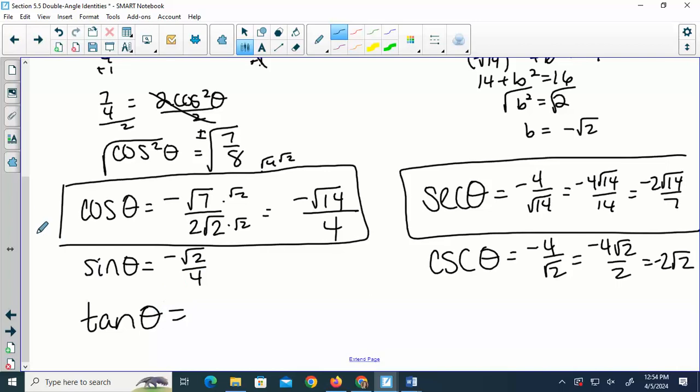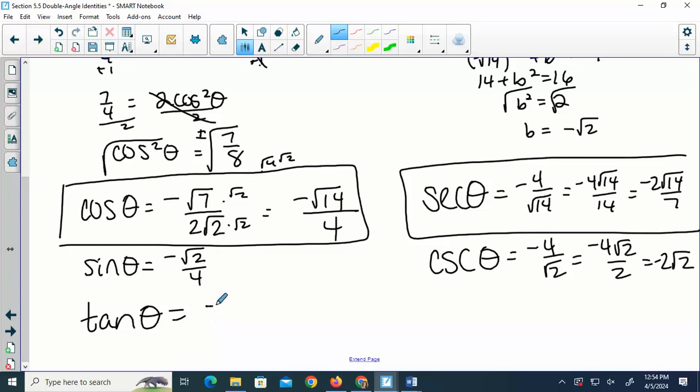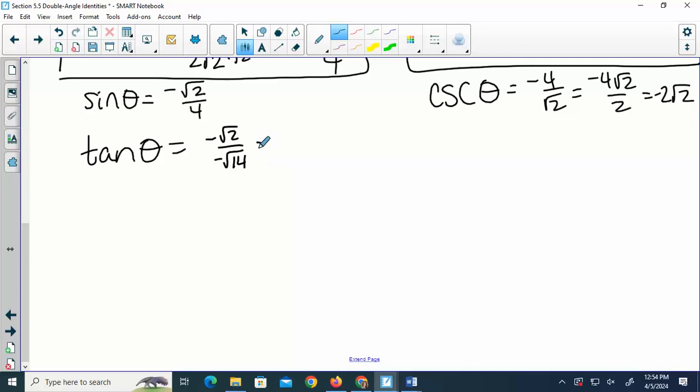We could do sine over cosine or opposite over adjacent. So negative square root of 2 over 4, negative square root of 14. Negative divided by negative is positive. They're both under radicals, so we could divide them. So we get radical 7 over 7. Which cotangent then would be the square root of 7.